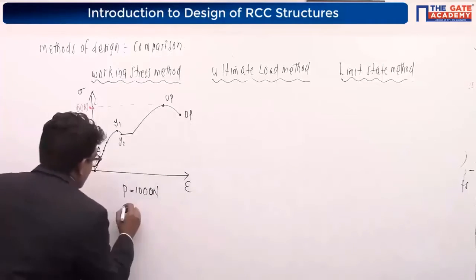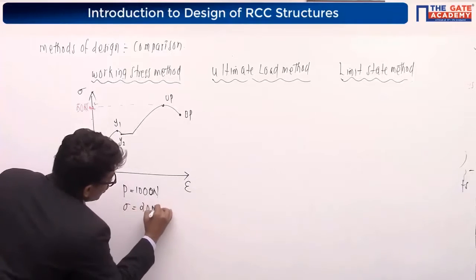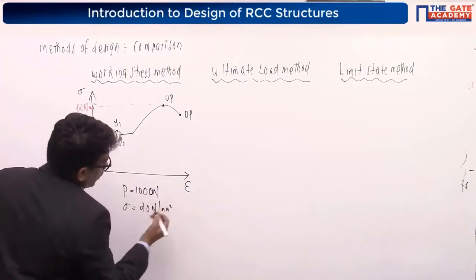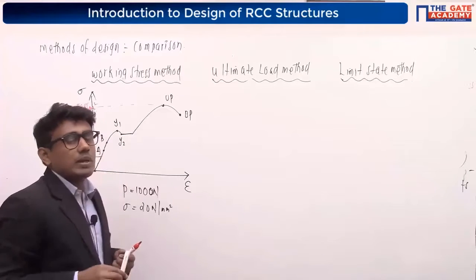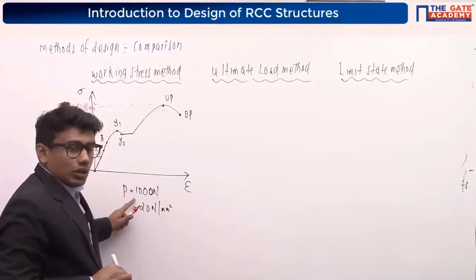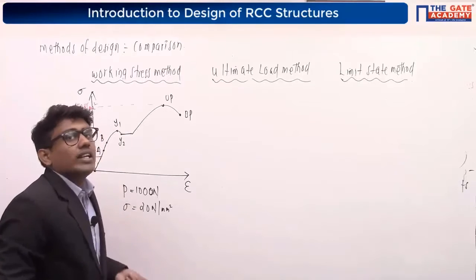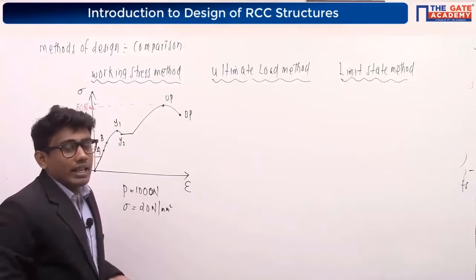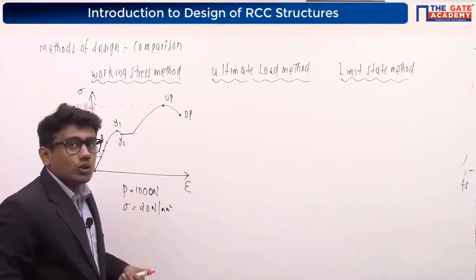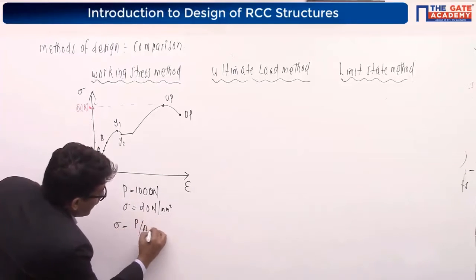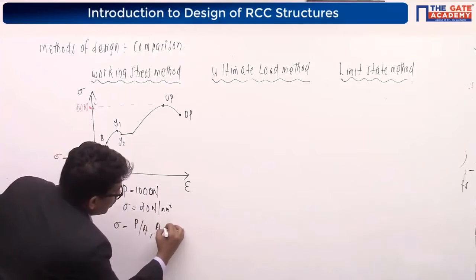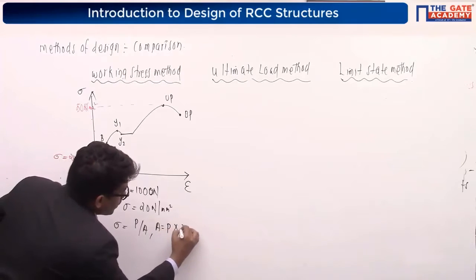Suppose the stress value here, I am going to consider it as 20 Newton per mm square. We know the basic idea of design. We need to fix the cross section for this material. If I know the load value and the permissible stress value, how to find the area? We know that stress is equal to load divided by area. From this, area is equal to load into stress.